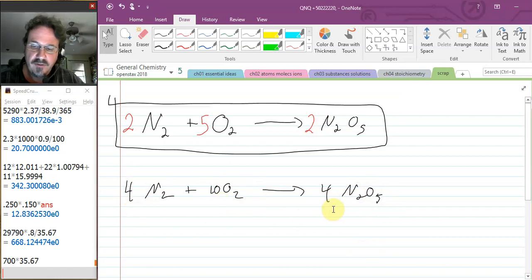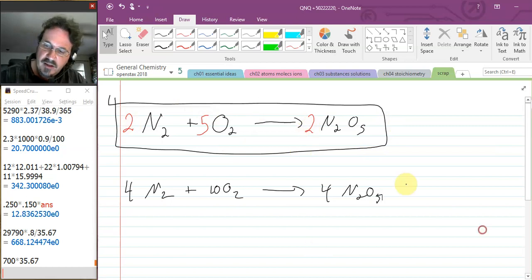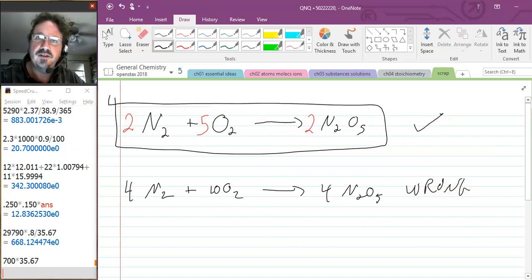However, 4, 10, 4, I recognize that all of those are divisible by 2. And if I went through and divided by 2, I would get what I originally had, a 2, 5, and a 2. Alright, so while this is balanced, it's technically wrong. You want to go to this one, which has the lowest whole number ratios.